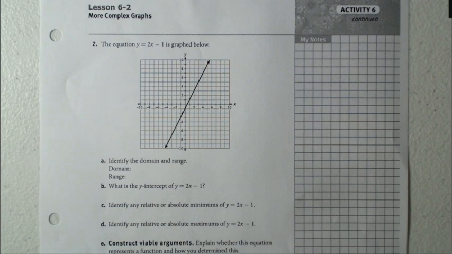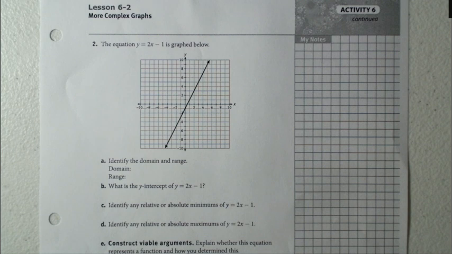For this section, we're going to be doing questions 2 and 3. Let's take a look at 2. It says the equation y equals 2x minus 1 is graphed below. Identify the domain and range.